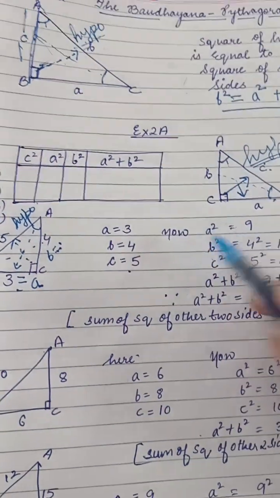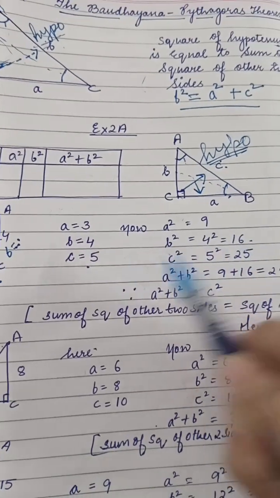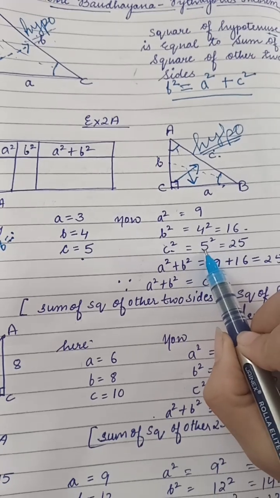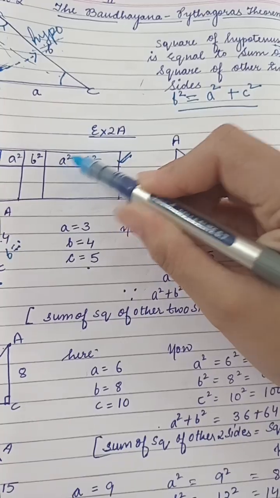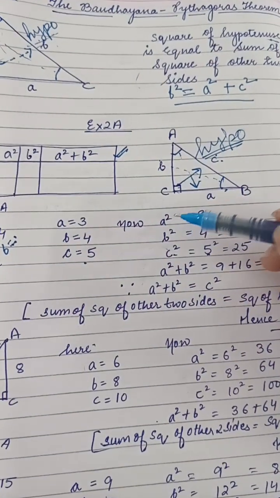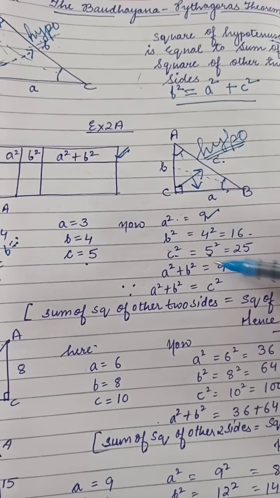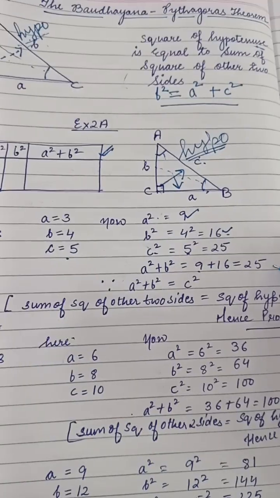Squaring. Now A square, that is your 3 square, B square is 4 square, C square will be 5 square, 25. In the last box you have to find the value of A square plus B square. I have added them. A square plus B square. What is the value of A square? 9. What is the value of B square? 16. So 9 plus 16, that is 25.